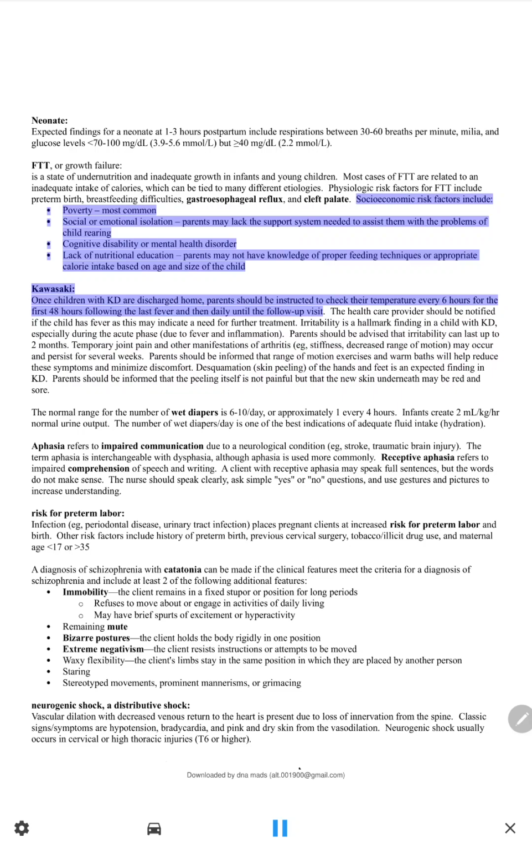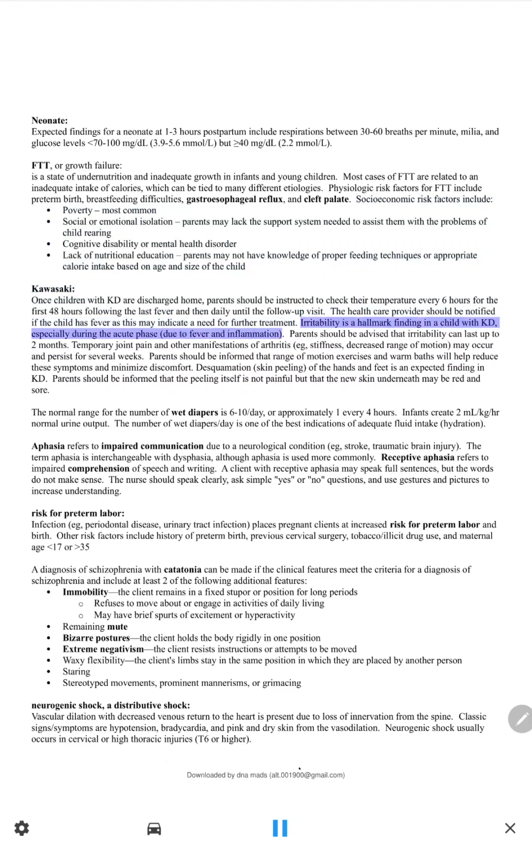Kawasaki. Once children with KD are discharged home, parents should be instructed to check their temperature every 6 hours for the first 48 hours following the last fever and then daily until the follow-up visit. The healthcare provider should be notified if the child has fever, as this may indicate a need for further treatment.